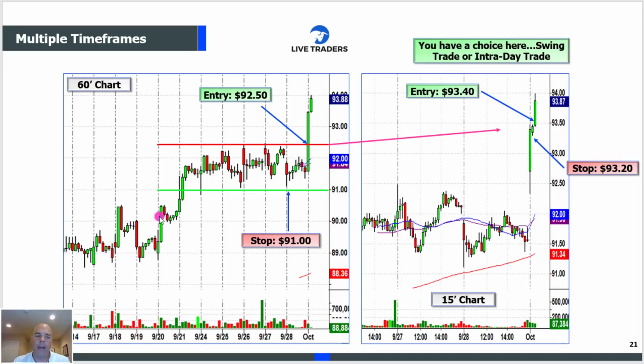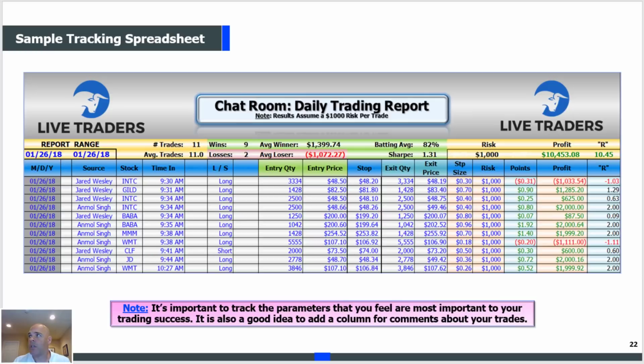Okay? And then once you do that, you're going to put in the empirical data in a tracking spreadsheet. The empirical data is the date you took it, what the symbol was, the time you got in, the time you got out, long versus short, how many shares you took, the entry price, the stop loss, where you got out of the trade, and a whole slew of other information.